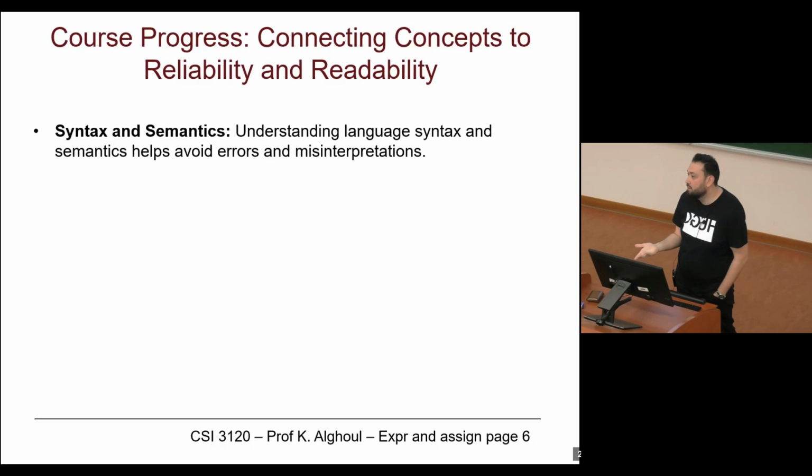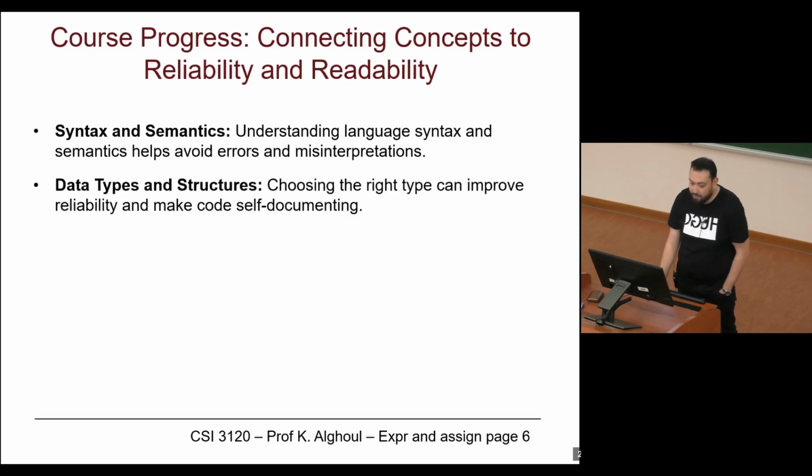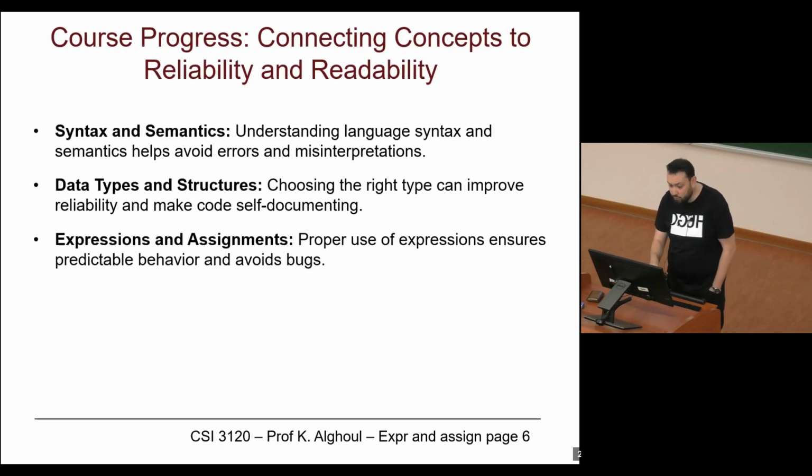One of the things that we've learned is avoiding ambiguity. So if you have a grammar, right? If you have something and it's ambiguous, that's a problem. So learning these things helped us avoid errors and misinterpretation of the syntax aspect. Data types and structures, we've already covered in the past couple of lectures: choosing the right type can improve reliability and make code self-documenting. And now we're going to learn more about expressions and assignments.